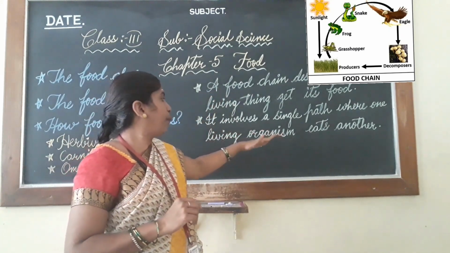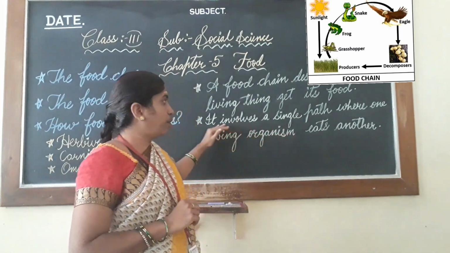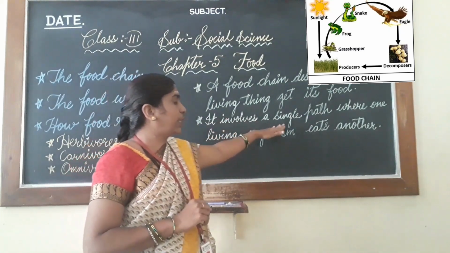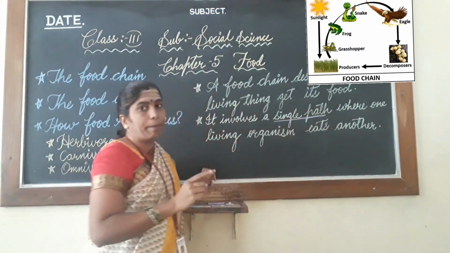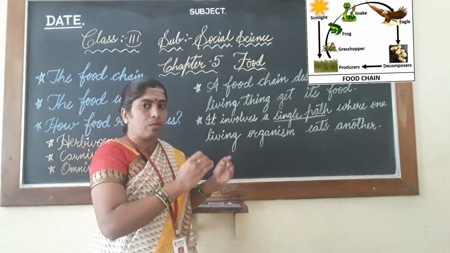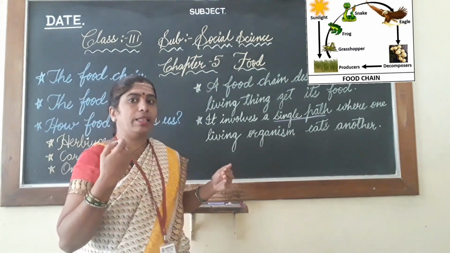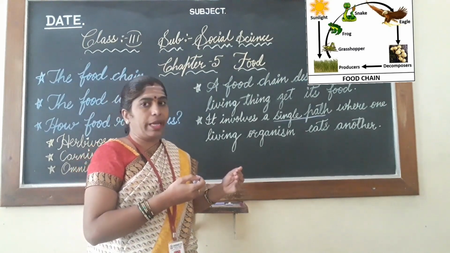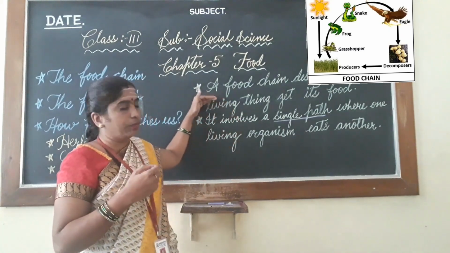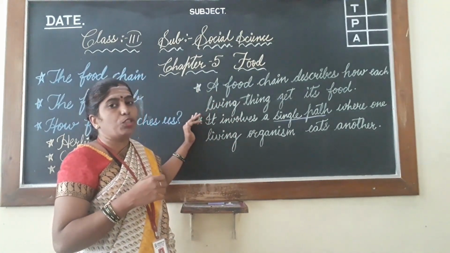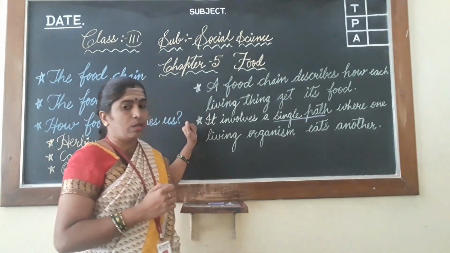It involves a single path where one living organism eats another. Food chain means what? It involves a single path. This you should remember. A single path where it will be showing plant, then one animal eats plant, then another animal will eat that animal, isn't it? So this single chain is called a food chain. It is a single path. It shows how each animal will be depending on one another. That is called a food chain, children.